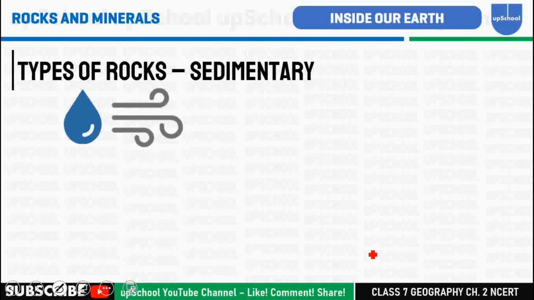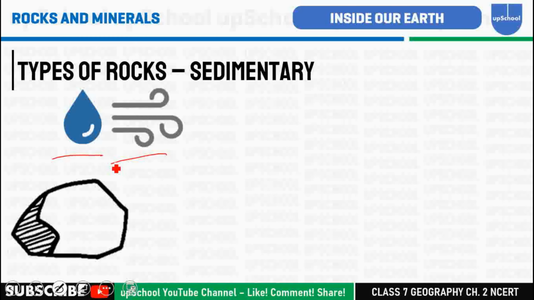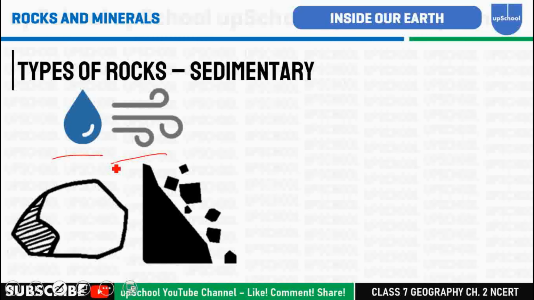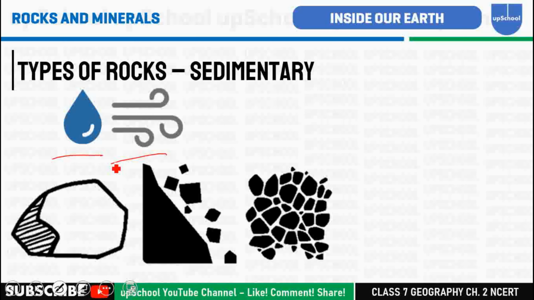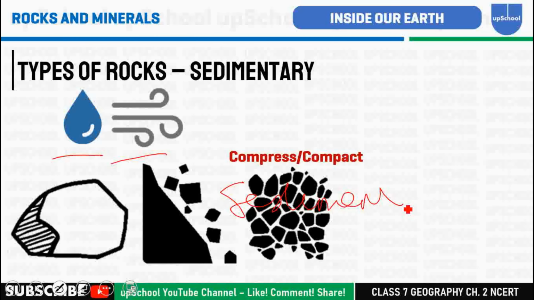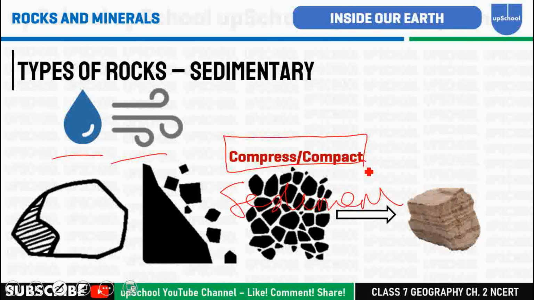Now let's learn about sedimentary rock, the next type. Due to agents such as water and wind, a rock can sometimes break apart into fragments. These fragments are known as sediments. And due to agents such as water and wind, again, these sediments can compress or compact, and they can form layers of rock.